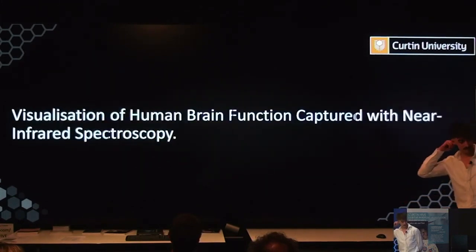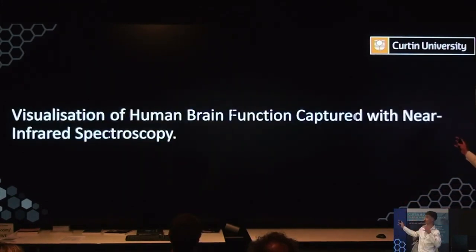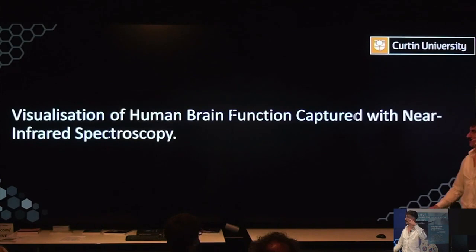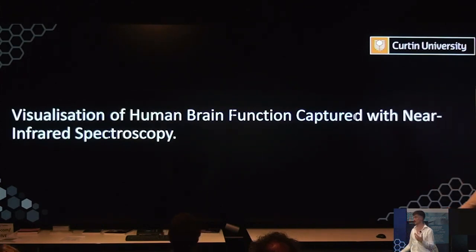Right. First things first, I think it's good to break down this title because it is a little bit of a mouthful and have a look at what we're actually trying to do. We want to reconstruct images detailing human brain function and how it changes across the brain. That's what we're trying to do, and currently this task can be done. There's a few methods of doing that already.